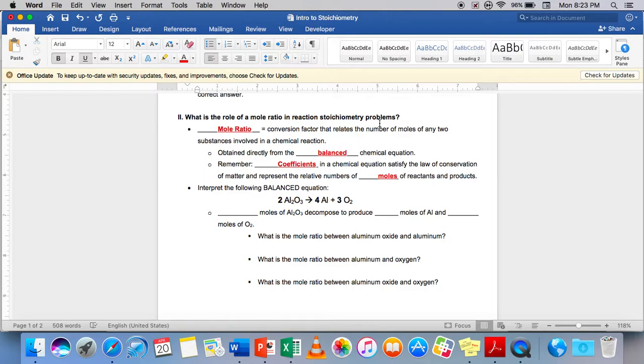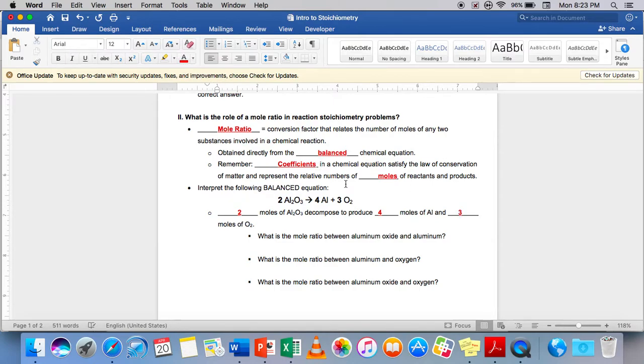We have 2 Al2O3 yields 4 Al plus 3 O2. Another way to say this is that 2 moles of Al2O3, aluminum oxide, decompose to produce 4 moles of aluminum and 3 moles of O2, or oxygen gas.